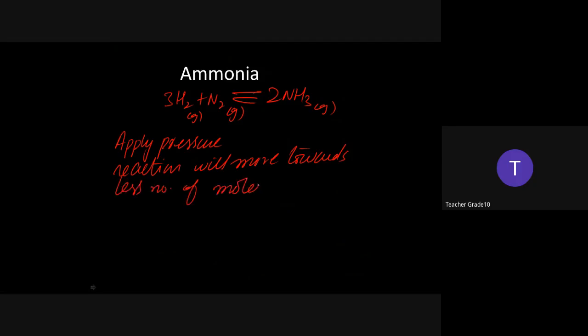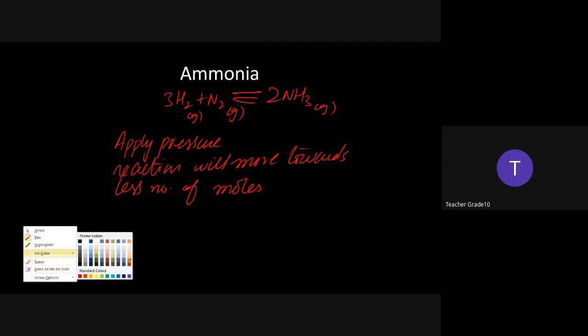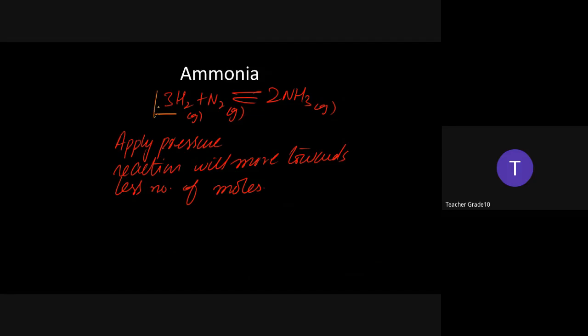Just remember this. Pressure only works for gases. If you apply pressure, the reaction will move towards the side with fewer moles. Over here on the reactant side, we have 3 and 1, so 4 moles. And over here, how many moles? We have 2 moles. So at which position do we have fewer moles? We have 2 moles at the product side.